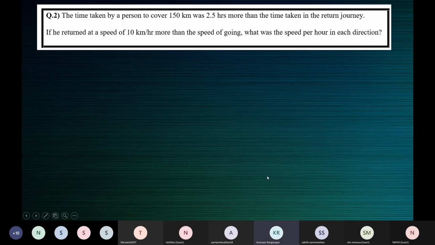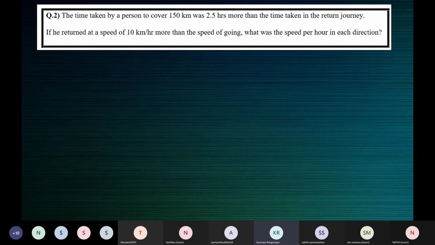So if the person travels at the same speed for both the onward and return journey, then the time taken will be the same because distance is 150. If it is the same speed for onward and return, same time he will take. But how does he take less time for the return journey? Because he has increased his speed. He wants to go back faster. So he increases his speed, so he takes less time, 2.5 hours less.